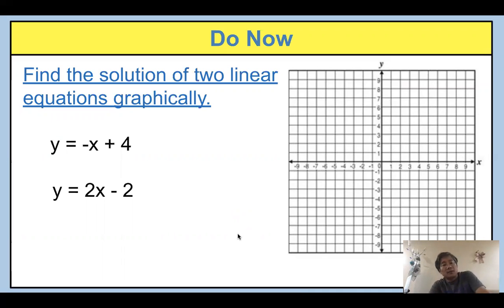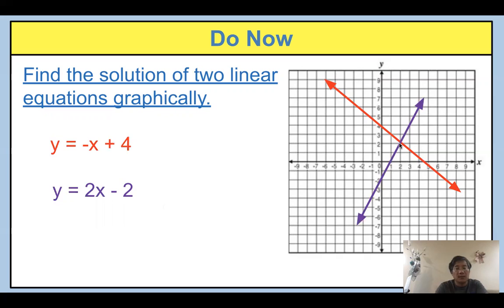So y equals negative x plus 4. If you draw the graph, 4 is the y-intercept. You start from 4 here, and then the slope is negative 1. So when x goes 1, you go down by 1, like this, and connect. You have a line. How about the second one? The y-intercept is negative 2, start from here. And when x goes 1, y goes up by the slope, 2.